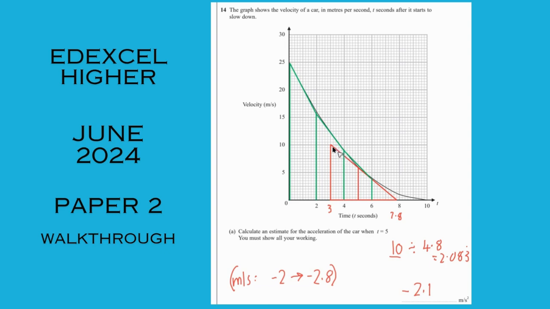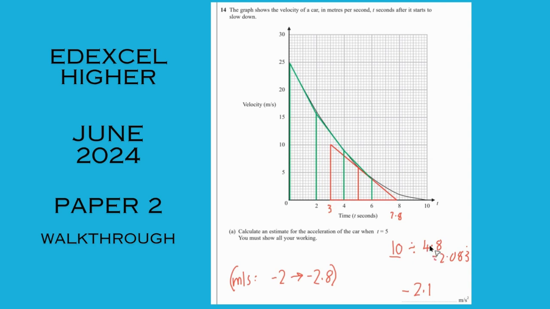Looking at how long I've made it in terms of over here, I get it to go from 3 to 7.8, which is a horizontal difference of 4.8. So when you've got a velocity time graph, how do we find the deceleration? We do the vertical change. That's the actual deceleration, the actual change in velocity, divided by the time it takes.